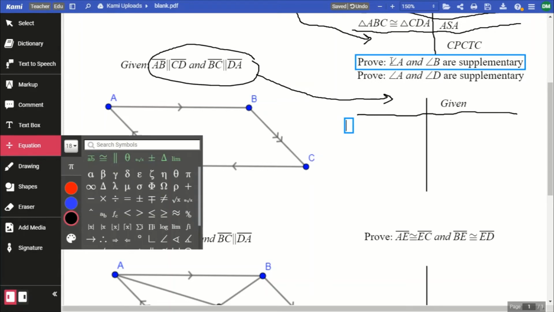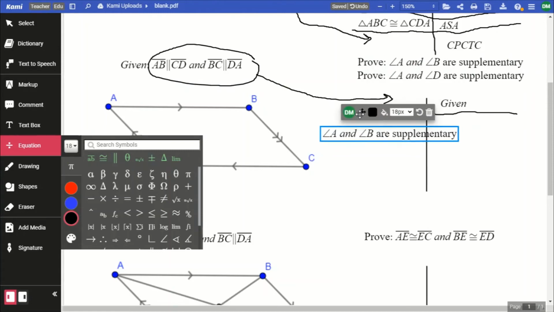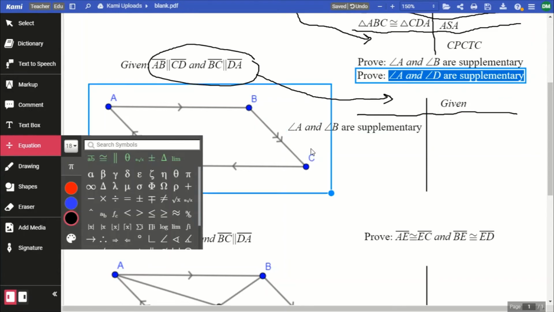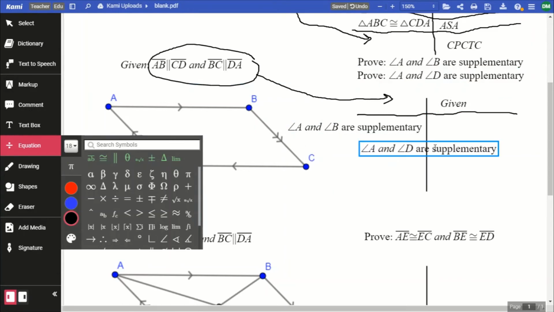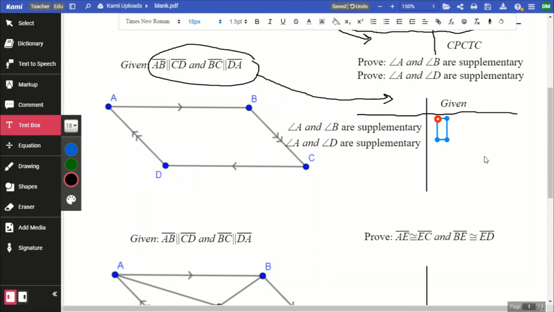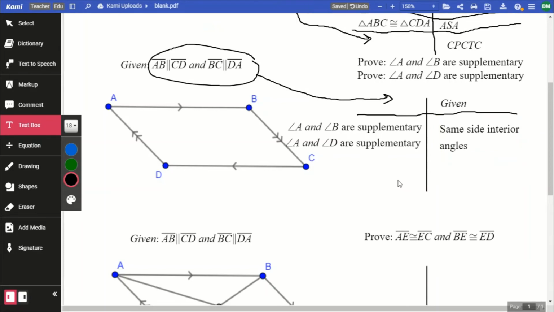So we can say that A and B are supplementary, and we can also say that A and D are supplementary. Because they are what type of angles? These are same side interior angles, and we had the parallel lines. And we're done. Proof over. Parallel lines gave us those consecutive supplementary angles.